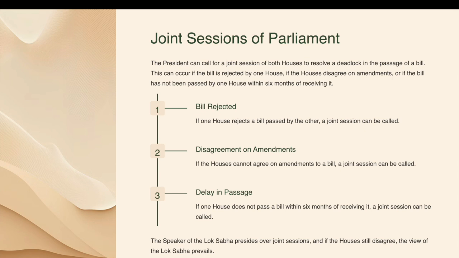Now we will see the joint session of parliament. The president can call for a joint session of both houses to resolve a deadlock in the passage of a bill. This can occur if the bill is rejected by one house, if the house disagrees on amendment, or if the bill has not been passed by one house within 6 months of receiving it. So the thing is, bill is rejected, disagreement on amendments, delay in passage. The speaker of the Lok Sabha presides over the joint session, and if the house still disagrees, the view of the Lok Sabha prevails.